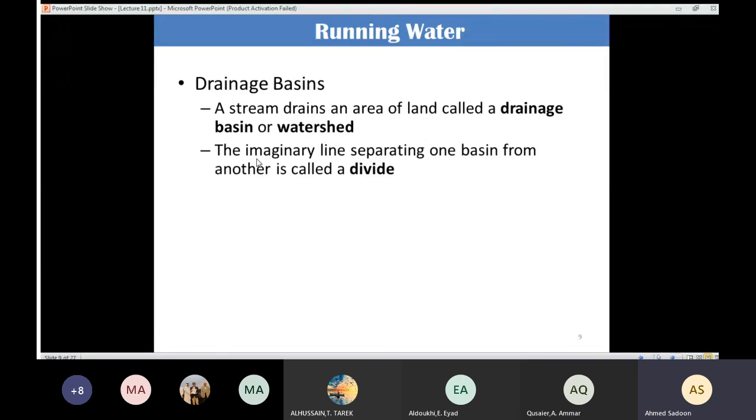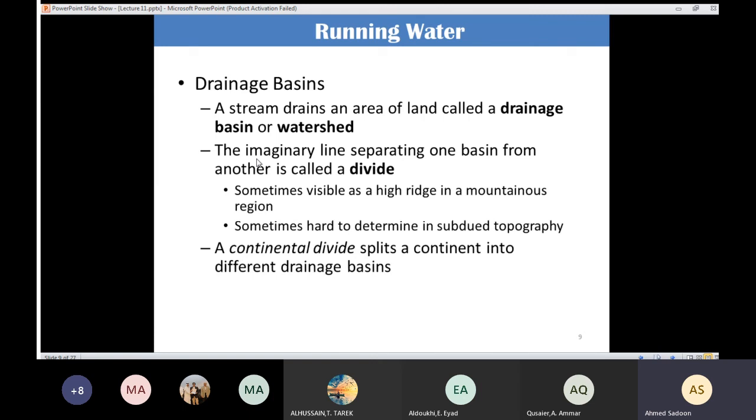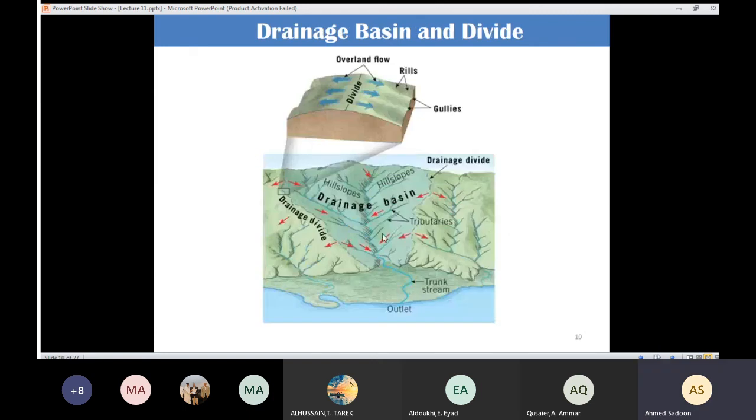Okay, so first I need you to look at this picture here. If you have water and a topography like this one, then all the water will be in the form of runoff. The runoff will go to rills or gullies to feed the stream. So here I have a stream, but the stream will absorb the water from all of this area here. We call this one a drainage basin. So a drainage basin is the area through which the stream can absorb water.